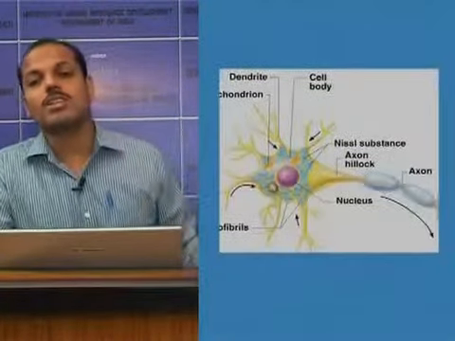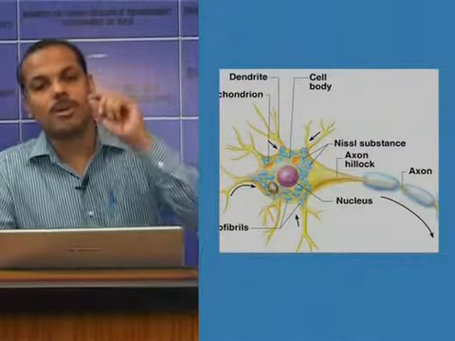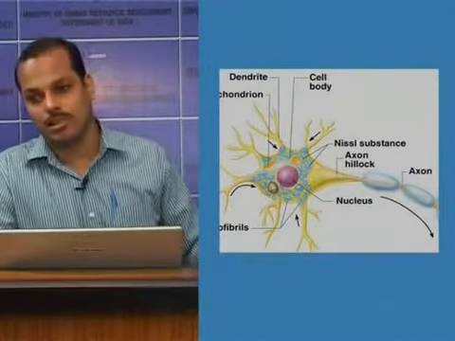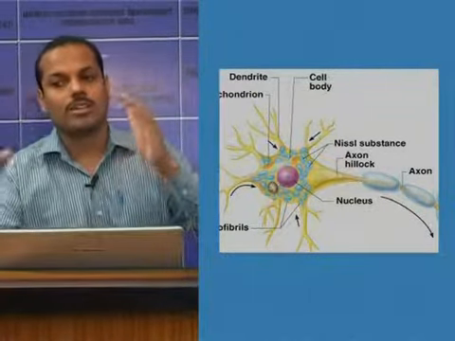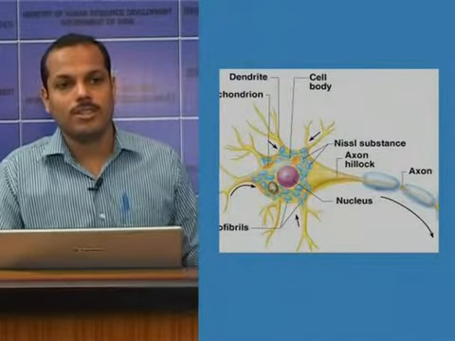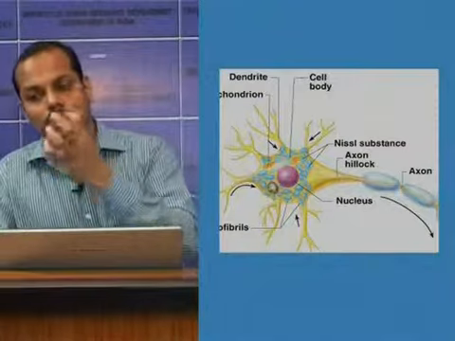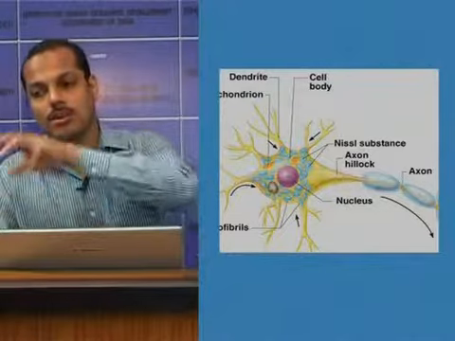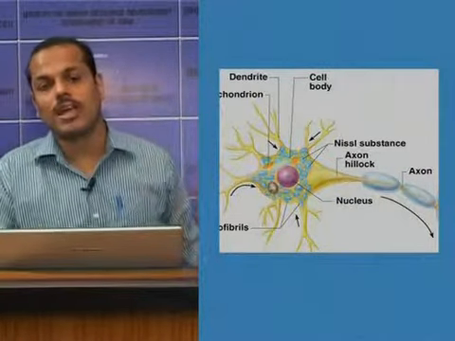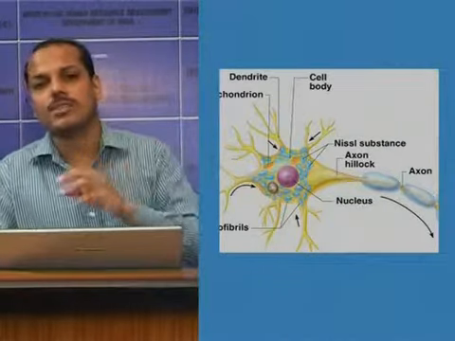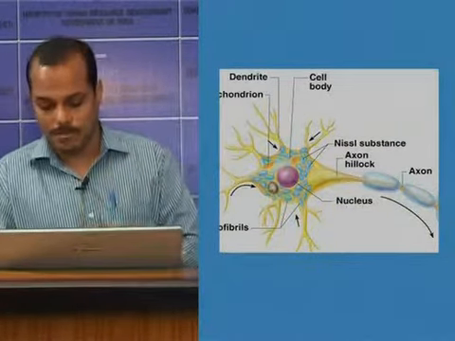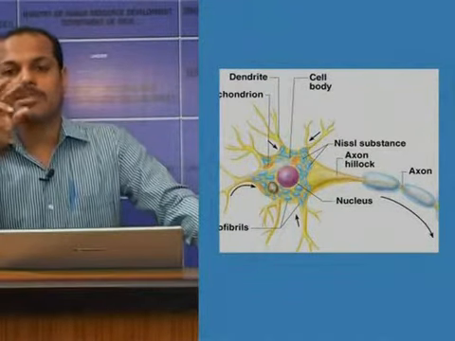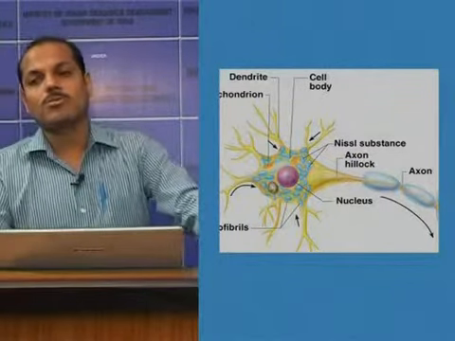Then the second structure seen is the Nissl granules. These are small granules seen all over the soma, but not present in the axon hillock. Axon hillock is the area where the axon attaches to the cell body. These Nissl granules are small cavities bound by plasma membrane. They are actually fragments of endoplasmic reticulum to which ribosomes are attached.